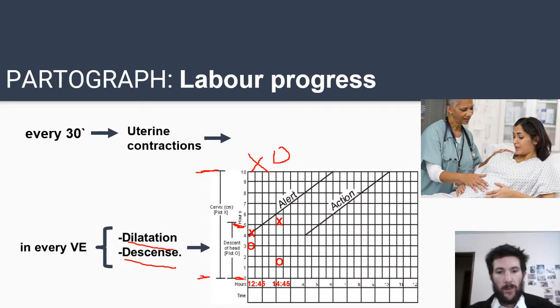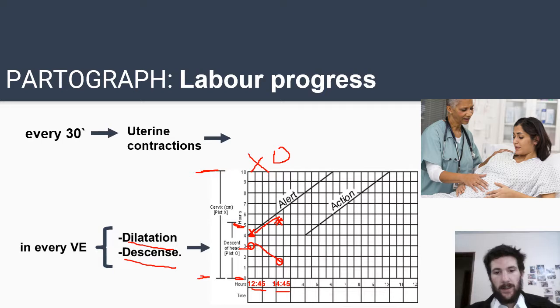So here, for example, we have a dilatation at 12:45, a dilatation of 4. And then in the next vaginal examination that was at 2:45, we have a dilatation of 5. Okay, so from 4 to 5. That means that the mother is going well. And the descent of the head is also going well, because it was 3 of 5 at 12:45, and then was 1 of 5 at 14:45.